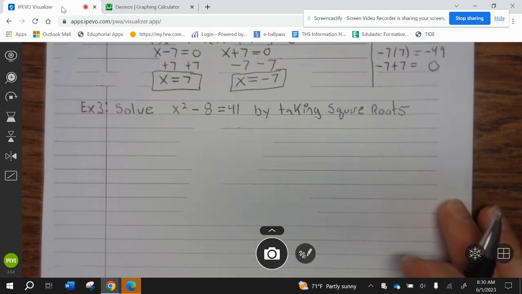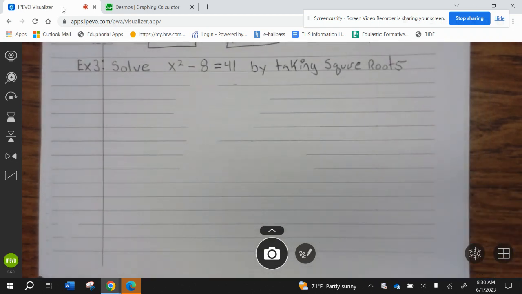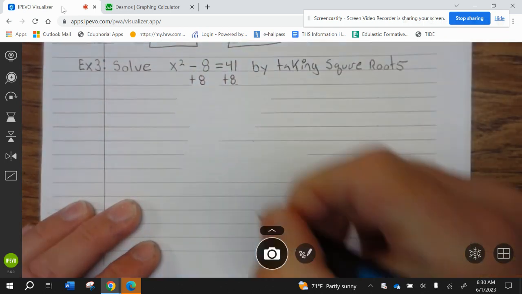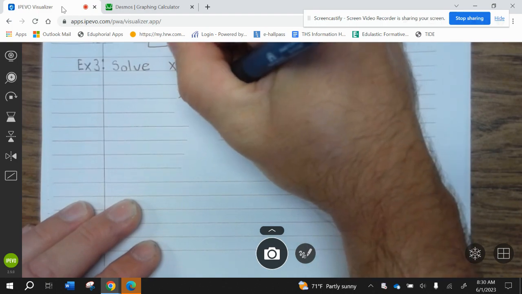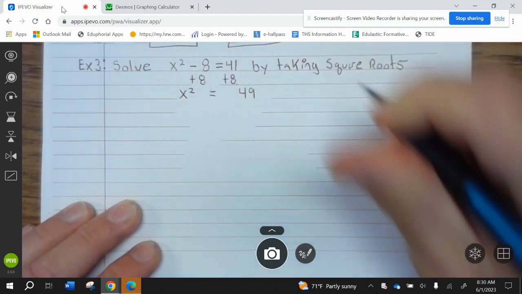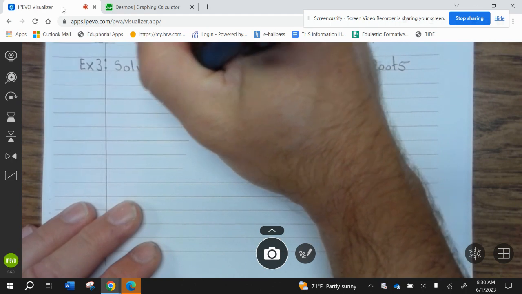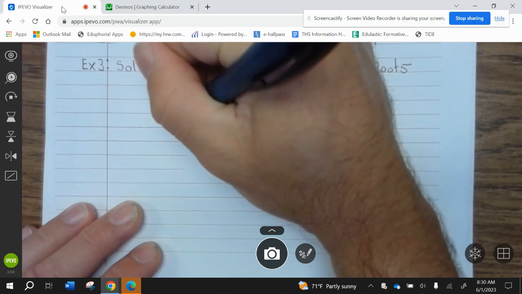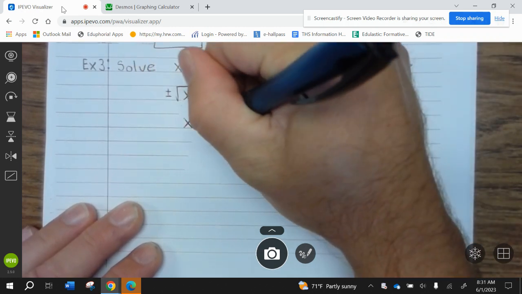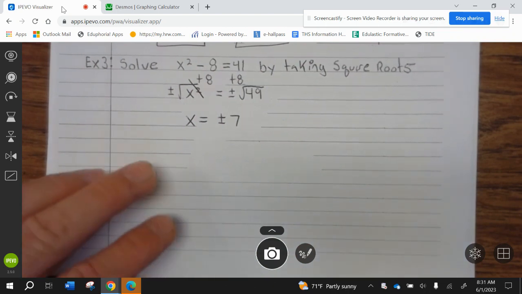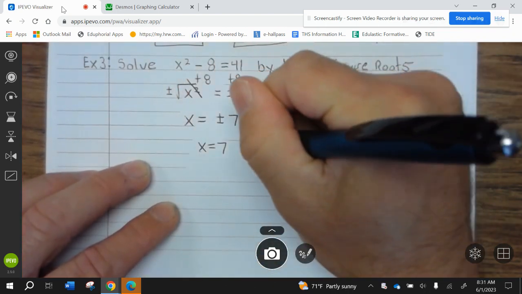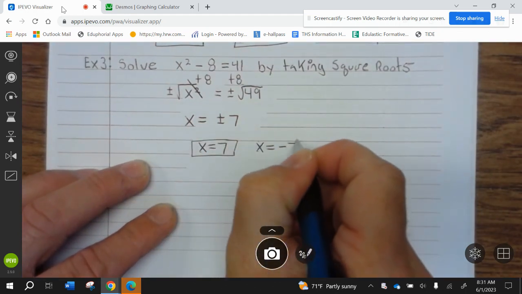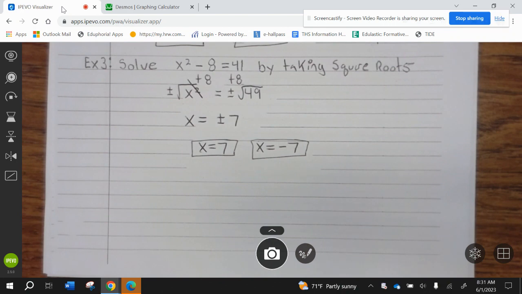All right, example 3. Solve by taking square roots. So we're going to add 8 to both sides. So x squared equals 49. Take the square root of both sides. Remember, square roots plus or minus. Cancels. You're left with x equals plus or minus 7. So x equals 7. x equals negative 7. All right, go ahead and finish up example 3.